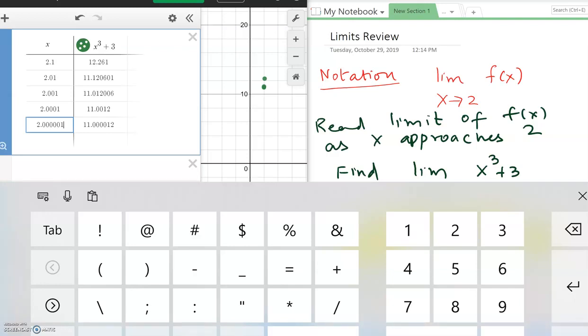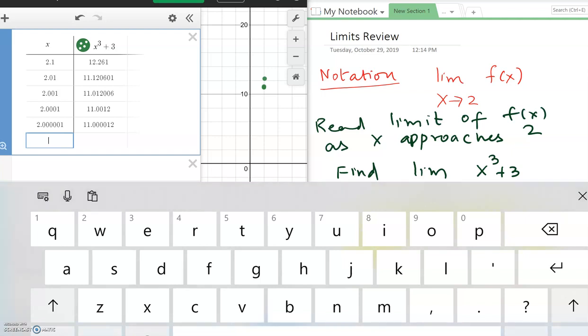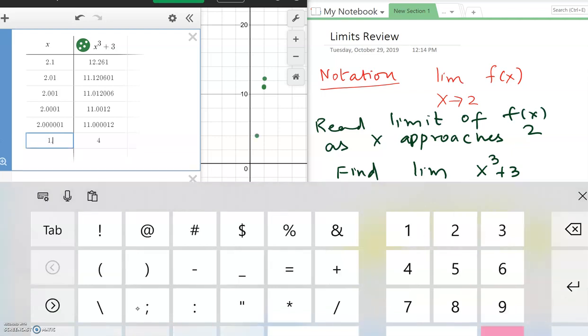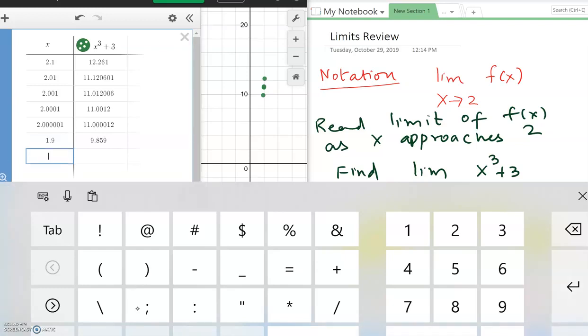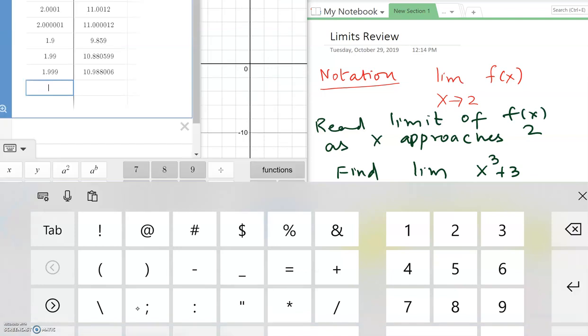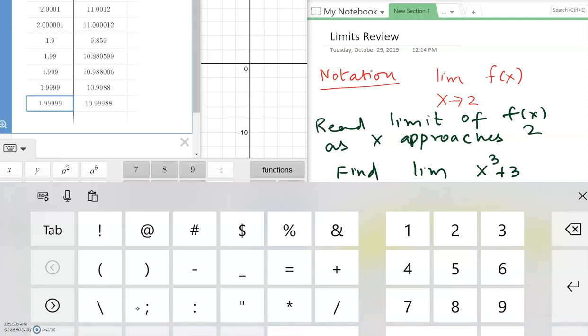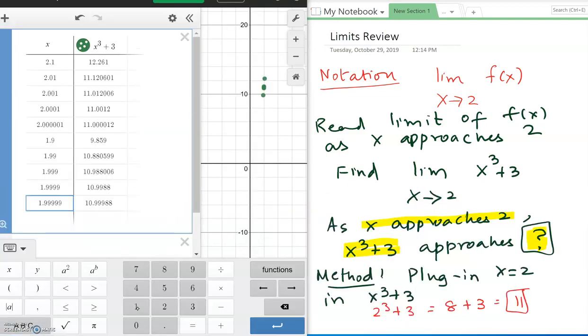The same way, we wanted to try to do from the left side of 2. On the left side of 2, I'm going to start from 1.9, and then from 1.9 it's going closer to 2. So 1.99, 1.999. So we can see that it is going 10.9999, which is approaching 11. So we still have the answer to be 11.